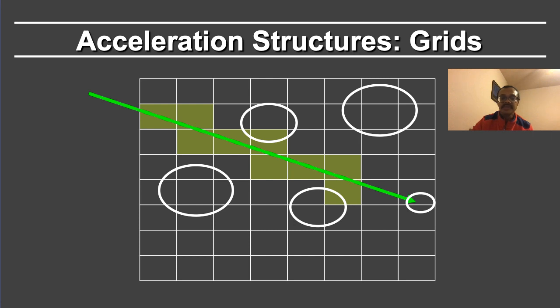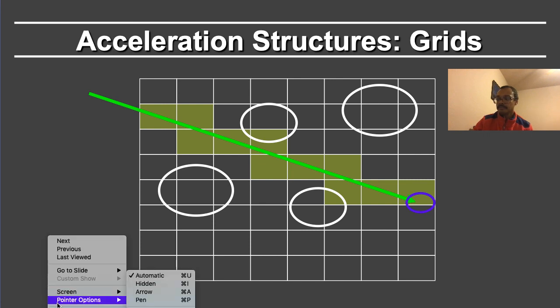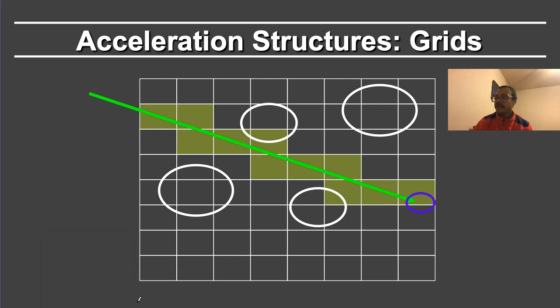Again, here we need to test against this object. And again, the ray misses, so we continue until finally we hit this grid cell and the ray does in fact intersect the object. One of the interesting things that I want to say is that this object, there was actually an intersection test done.